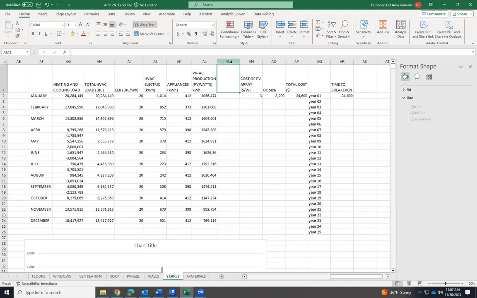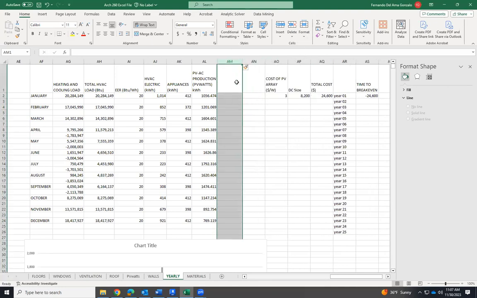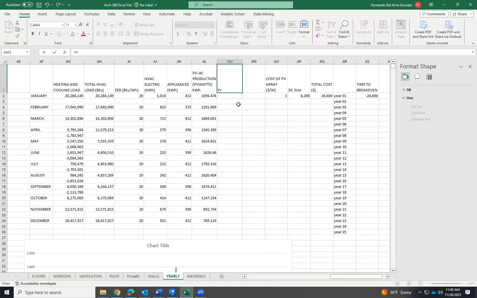I'm going to insert a new column. That's the price of the kilowatt hour, say price of energy, and that is dollars per kilowatt hour. So what's the price of energy?